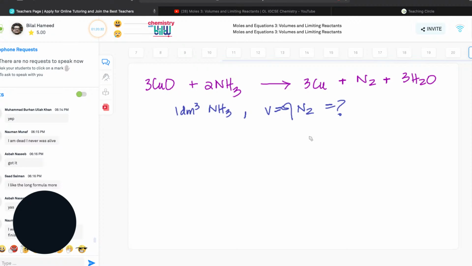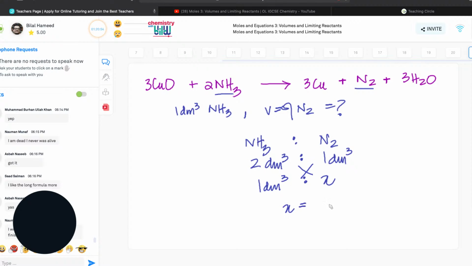But now, simply speaking, how does one do this? This is the last thing I'm doing. Ammonia to nitrogen, their coefficients are 2:1. So you can even use it for volume. So 2 dm cube is for 1 dm cube. So 1 dm cube is to what? Cross multiply, and you get x as 0.5 dm cube. But you can use the long method too.